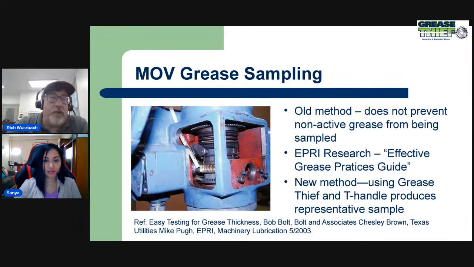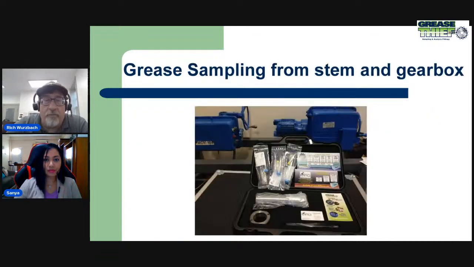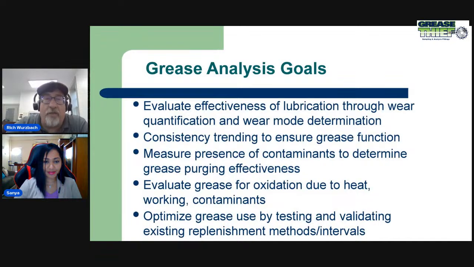So what about the MOV itself, the sampling, the old method? You get some non-active grease. There was EPRI research that was done, and the new method is this using the T handle. And here's what the stem thief kit looks like. Here's your stem thief in there, and there's some sampling tools that come along with it to help us monitor that.